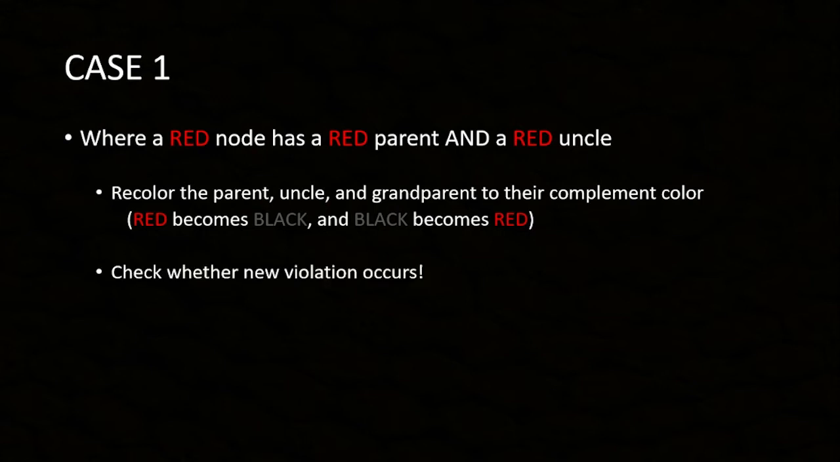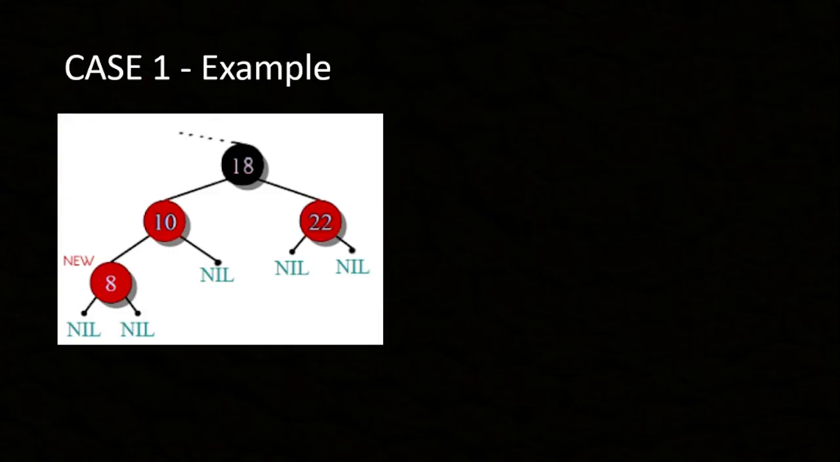Check whether a new violation occurs. Because we changed the color of the grandparent, it might be that the grandparent's parent, are you confused already? Hang with me. The grandparent's parent is also red when the grandparent is recolored to red. So it's possible, it's very possible. So what you do is you apply another case based on the problem that you face. So, an example of case 1.